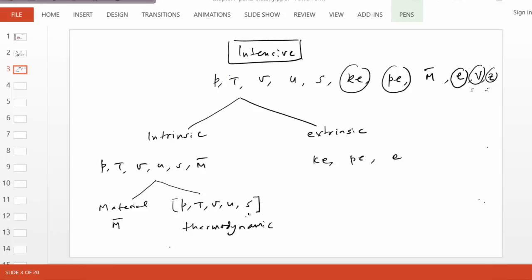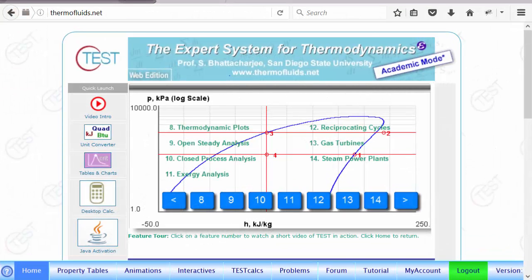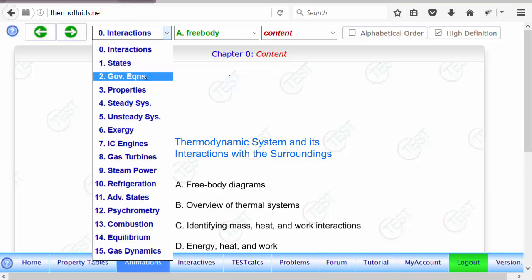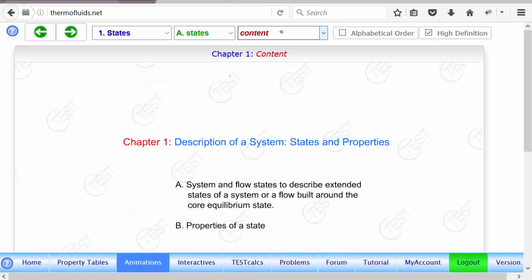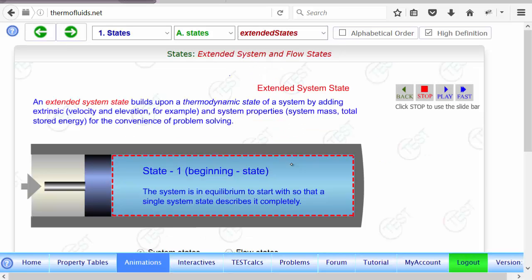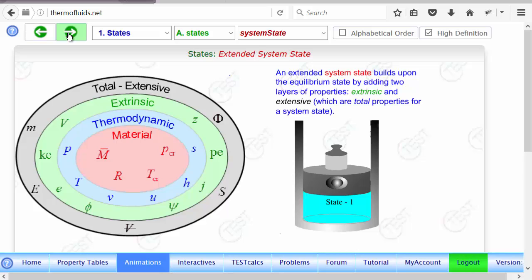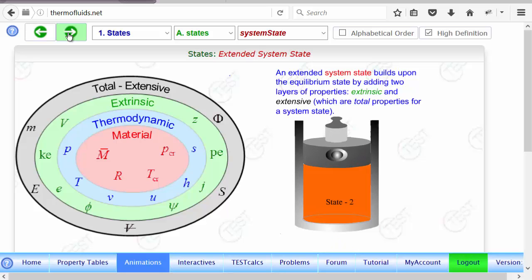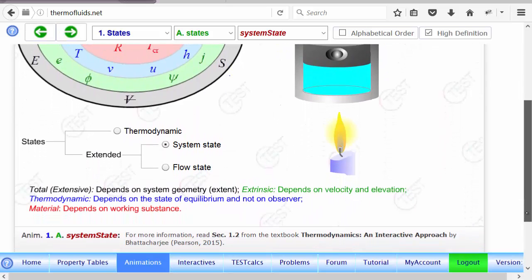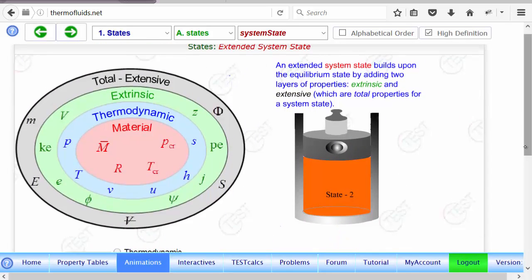So this classification, if we turn it around, let me go to an animation and show you the classification summary. So we go to states and extended state. No, sorry. Let's go to system state. So let me just pause the animation here. Okay, that's all right. It doesn't have a pause button.